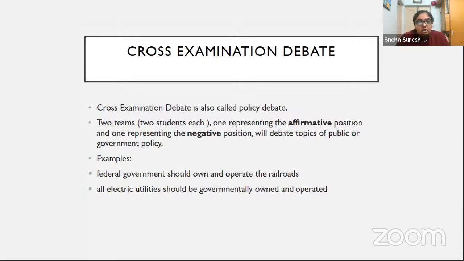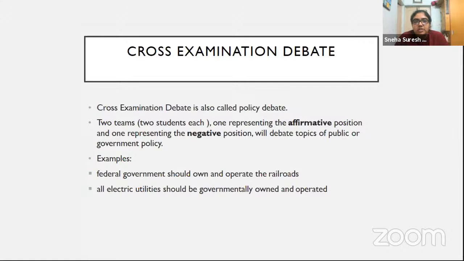For example, discussions about whether the federal government should own and operate the railroads, or whether all electric utilities should be governmentally owned and operated. Should we have a difference between a private sector and a public sector? Should there be different policies that apply to public companies and to private companies? These are the kinds of discussions that are taken into consideration in a cross examination debate.